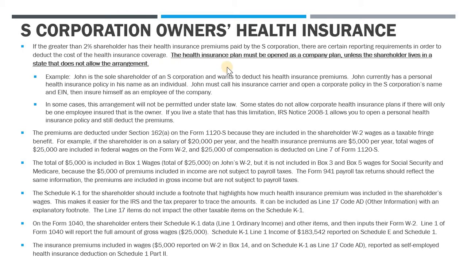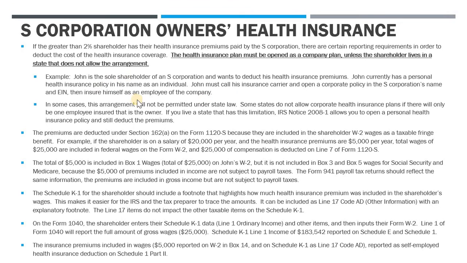Now, what's important here is when you have a greater than 2% shareholder that has health insurance coverage through the company, the plan must be opened as a company plan. Okay, so it's got to be open in the company name, the company EIN. The only exception to that is if the shareholder and the company are living in a state that does not allow that arrangement. So let me look at some examples of what that means.